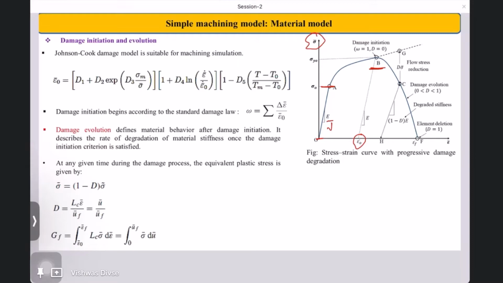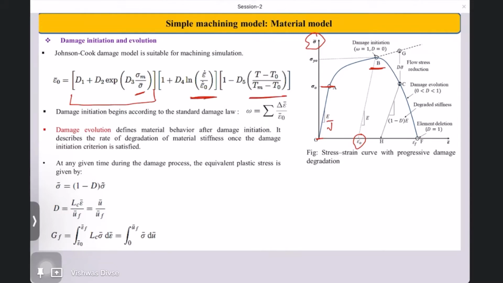It is again a function of its parameters D1 to D5 and the state of stress, sigma m by sigma bar. That ratio is called stress triaxiality. So mean stress divided by sigma bar, equivalent stress. Sigma m denotes mean stress. Mean stress is basically hydrostatic stress, sigma 1 plus 2 plus 3 divided by 3. Sigma bar is basically the equivalent stress. The ratio of it, sigma m by sigma bar, we call stress triaxiality. Then strain rate and then temperature.